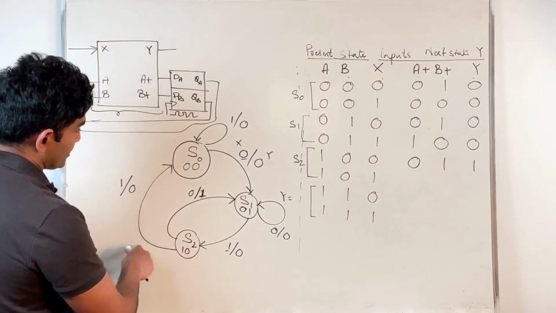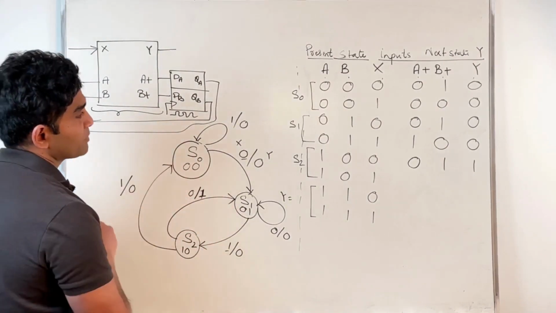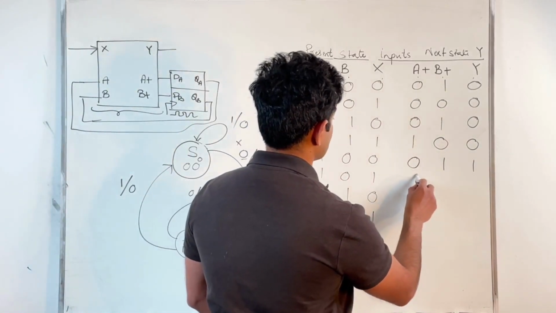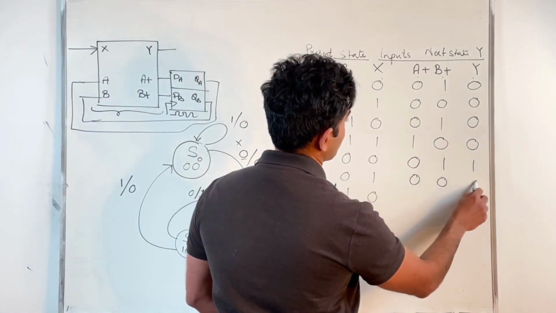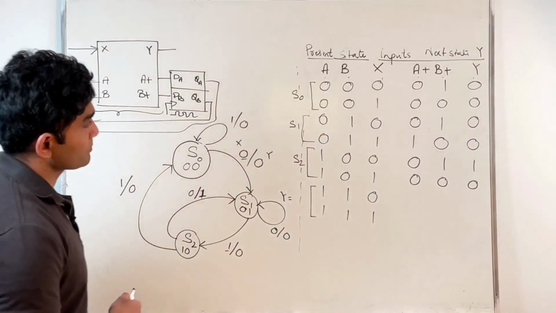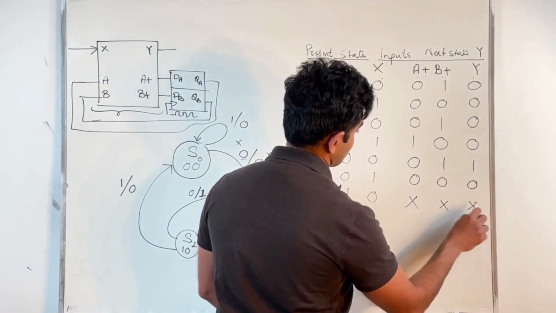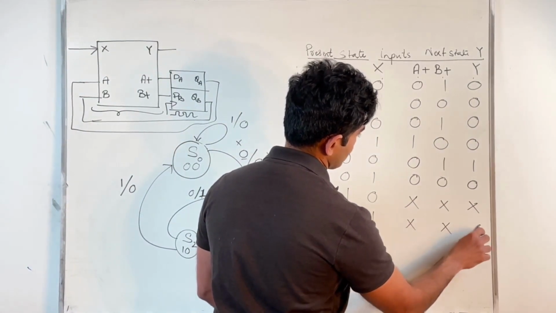1, 0, 0 takes me, oh, I'm sorry, let's see. Yeah, 1, 0, 1 takes me to the S0 state with an output of 0. 1, 1, I don't have a state called 1, 1. So I can just have them as don't cares.